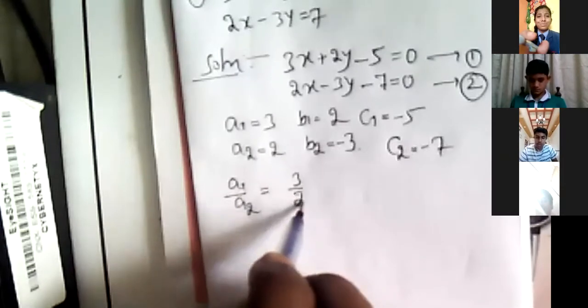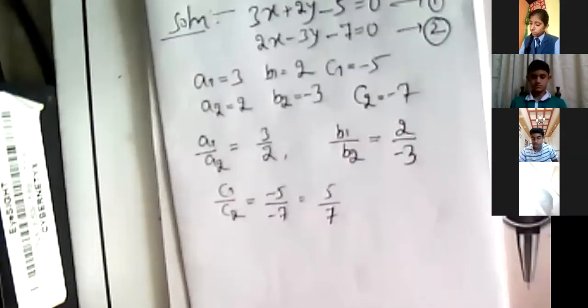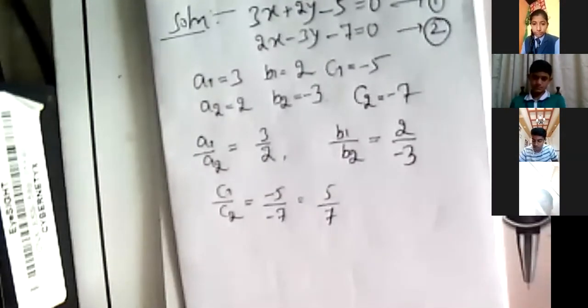Now you can compare the ratios. a1 by a2 is equal to 3 by 2. b1 by b2 is equal to 2 by minus 3. c1 by c2 is equal to minus 5 by minus 7, minus divided by minus becomes plus, therefore 5 by 7.